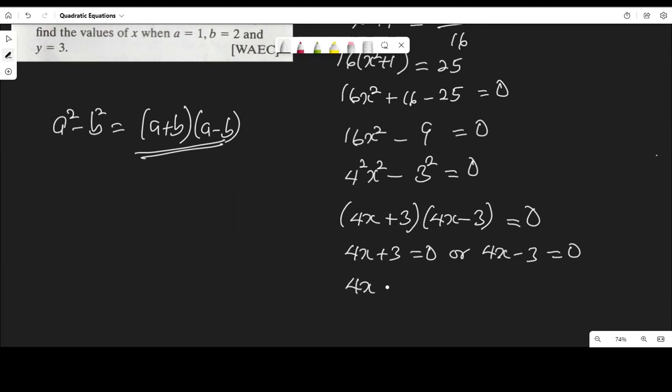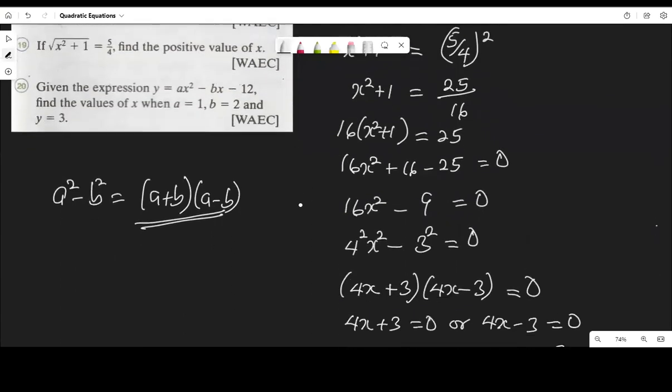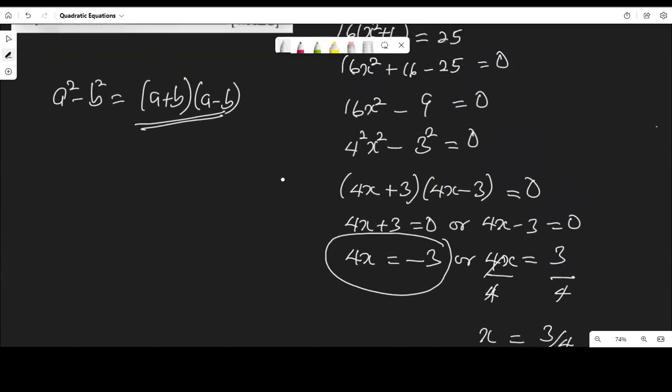Hence 4x is equal to, if I move plus 3 here, that is 0 minus 3, which is minus 3, or 4x, again moving minus 3 across the equality, becomes 0 plus 3, which is plus 3. But the question says we should find the positive value of x. So since we are concerned about the positive value of x, let's discard this one right away and focus on this. Meaning dividing both sides by 4, we have x is equal to 3 over 4 as my answer.